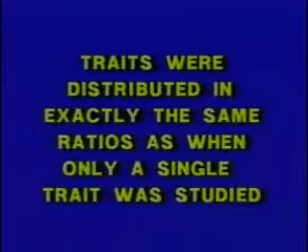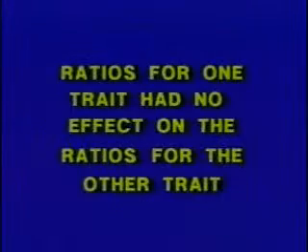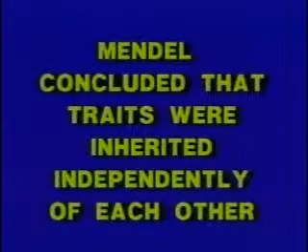The traits were distributed in exactly the same ratios as when only a single trait was studied, that is, 3:1. And the number of appearances for one trait had no effect on the number of appearances of the other trait. The color of the pea seeds had no effect on whether the pea seeds were round or wrinkled, and round or wrinkled shape had no effect on whether the trait for seed color was yellow or green. From data of this kind, Mendel concluded that traits were inherited independently of one another.